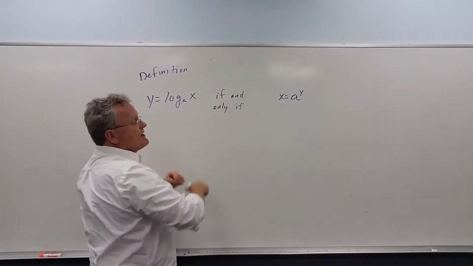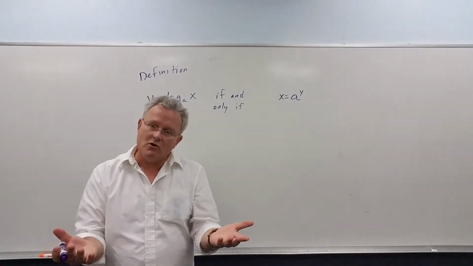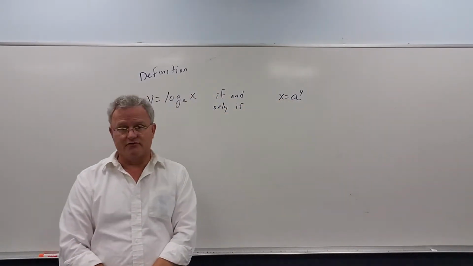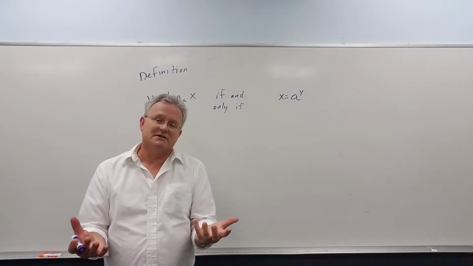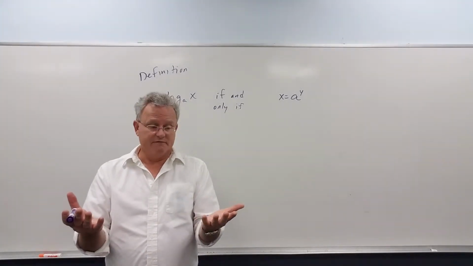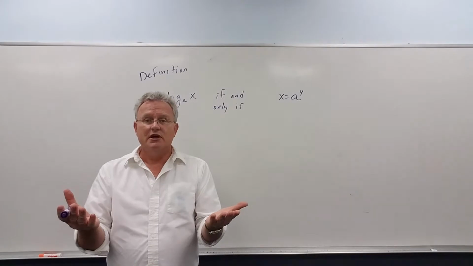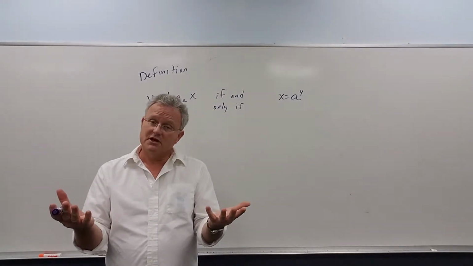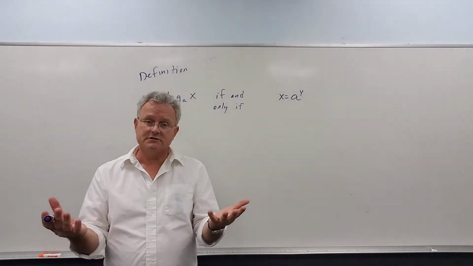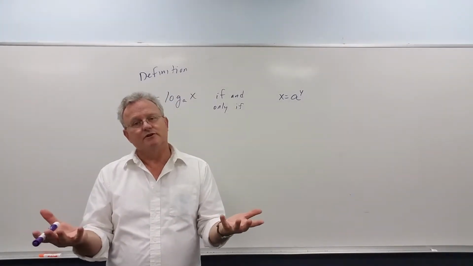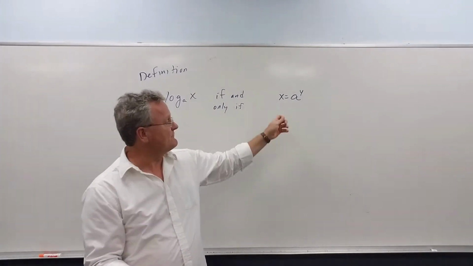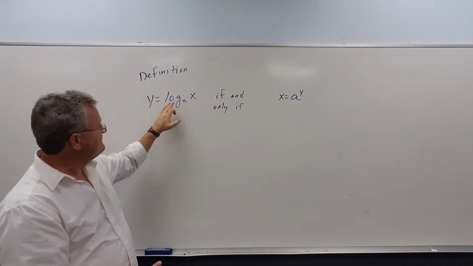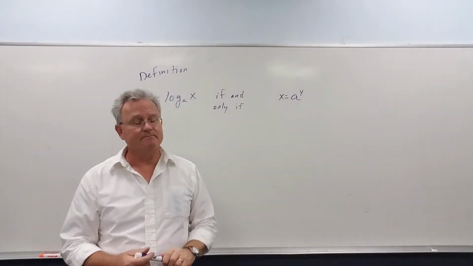So let me first explain what "if and only if" means. If and only if basically is saying this and this are the same thing. Let me explain. If and only if is like: the temperature is 32 degrees Fahrenheit if and only if the temperature is 0 degrees Celsius. That's because they're the same temperature. They're said a little differently, but they're really the same thing. It's the same thing here. This and this are really the same thing.